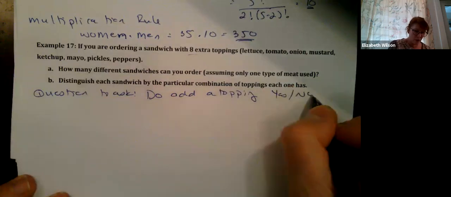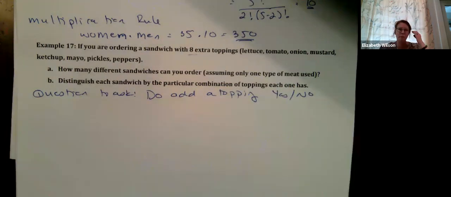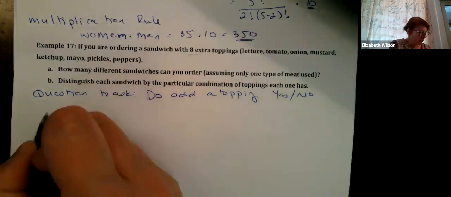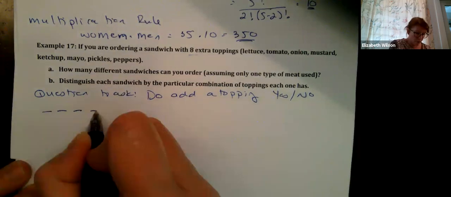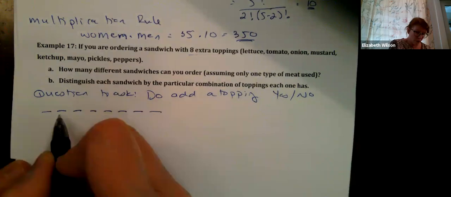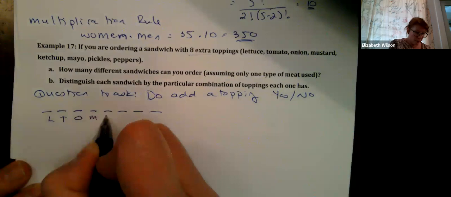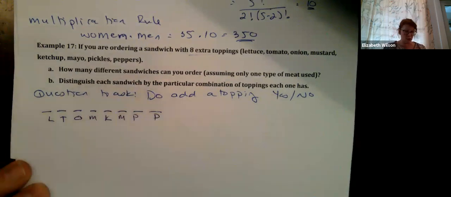These yes or no questions are really important. They're going to form the basis for our statistical analysis later, where I have this binary event. Is it yes or no? So I have one of 2 possibilities. So do I add a topping, yes or no? So I've got 8 possibilities: 1, 2, 3, 4, 5, 6, 7, 8. So this is for our lettuce. This is for our tomato. This is onions, mustard, ketchup, mayonnaise, pickles, and peppers. So do I want to order a topping, yes or no?